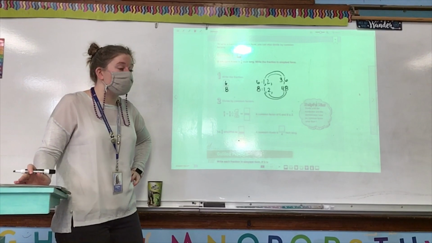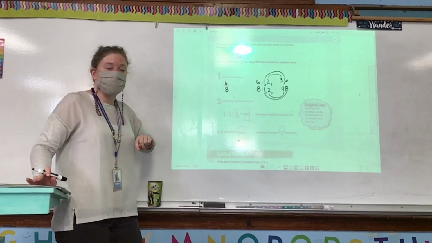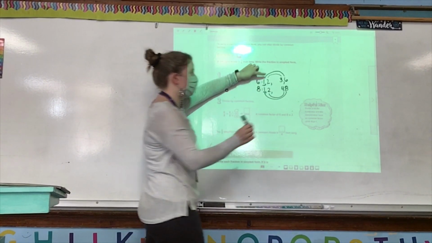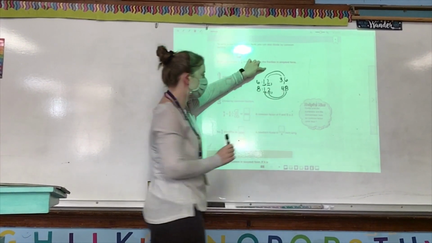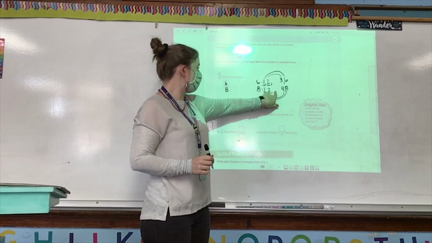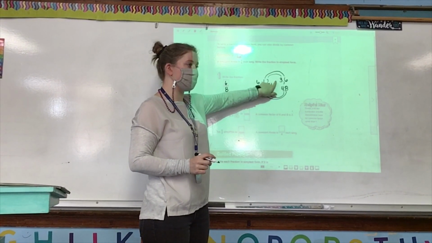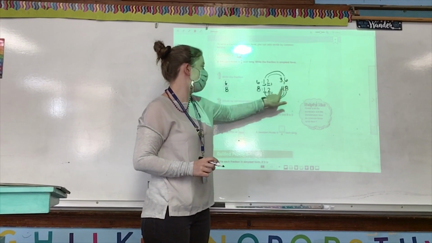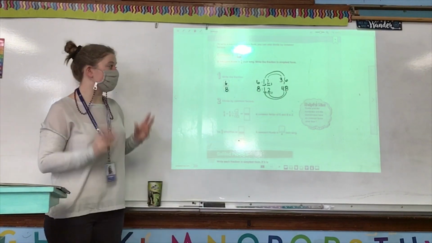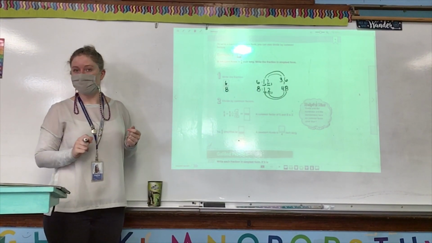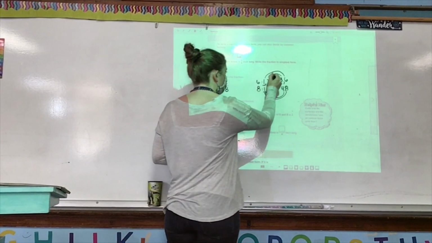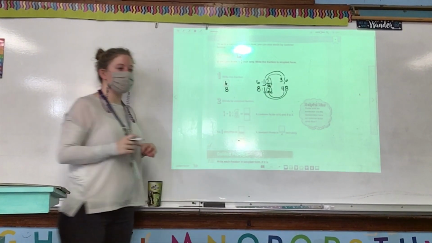So now we need to go through and we're going to underline the common factors. Well, they both have 1. They both have 2. 6 has 3, but 8 doesn't. 8 has 4, but 6 doesn't. 6 has 6, but 8 doesn't. 8 has 8, but 6 doesn't. So the common factors are 1 and 2. What's the greatest common factor, class? 2. So we're going to circle the greatest common factor.